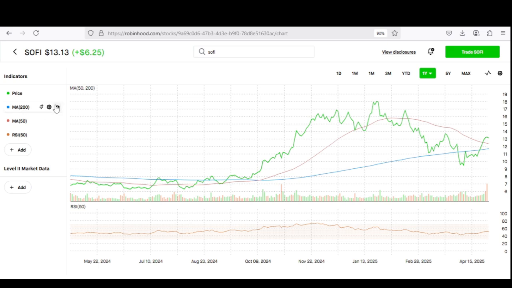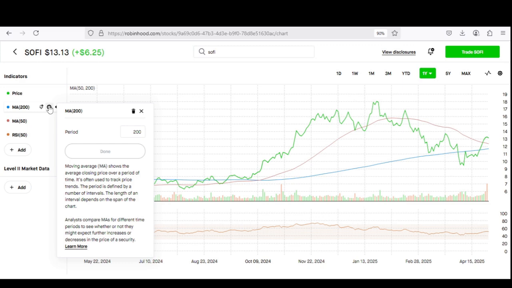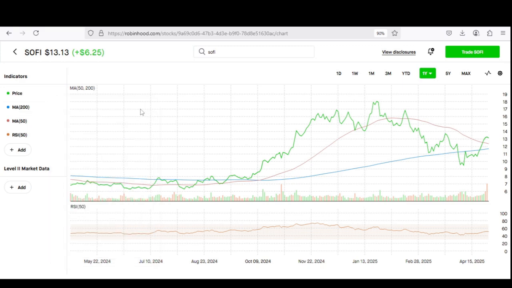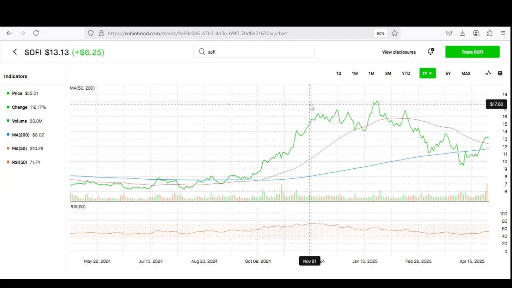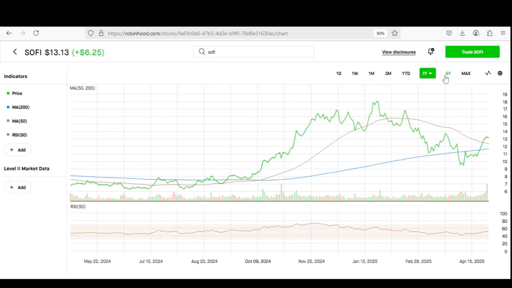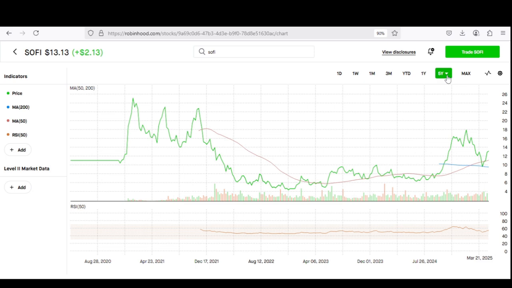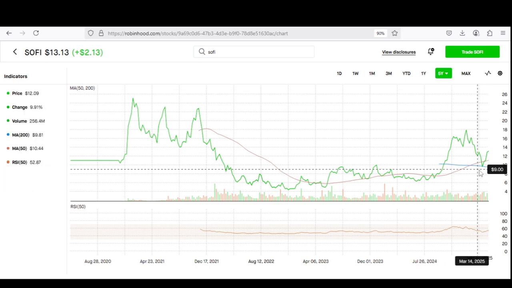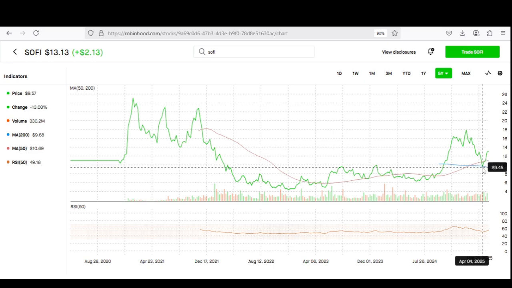Now, if you guys have not used this indicator before, this is on Robinhood and it's pretty much free to use. If you want to customize this indicator, you simply go into the settings button right here, and then you could go ahead and customize or delete it entirely. Okay, so the 200-day moving average is definitely one of my go-to indicators I use before making a decision. Now, we're going to go over to the 5 year outlook and see if that's still the case. And as you can see here, it's still the case. Once again, SoFi is trading above the 200-day moving average.